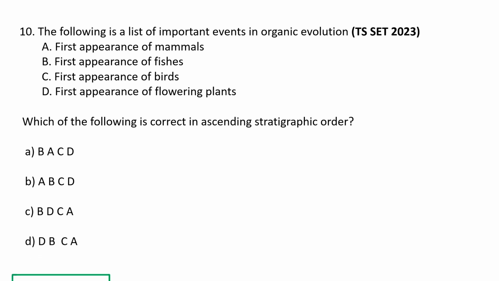So out of this, D is the correct answer because from the bottom, first the appearance of flowering plants happened, and then after that fishes appeared, the first appearance of fishes, and after the fishes birds evolved, the first appearance of birds, then after that the first appearance of mammals. So that's why DBCA is the correct option.